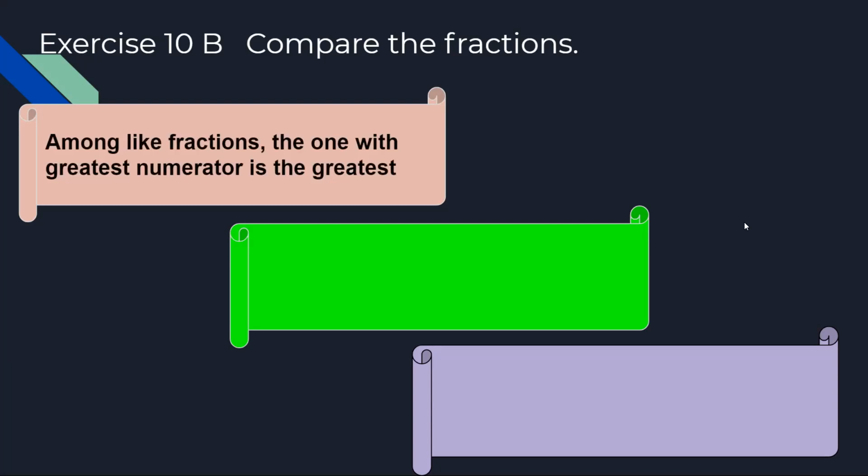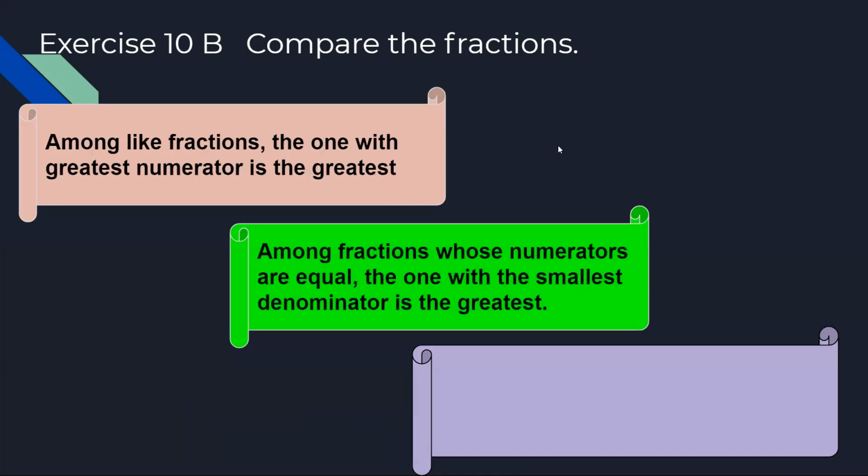In this exercise, students, we have to compare the fractions. We have to find out which fraction is equal, greater than or less than. So the first rule is, among like fractions, the one with the greatest numerator is greatest. If the fractions are like fractions, meaning denominators are the same, then we will see the numerator only. If the numerator is bigger, that fraction is greater. If the numerator is smaller, that fraction is smaller. That is the case of like fractions.